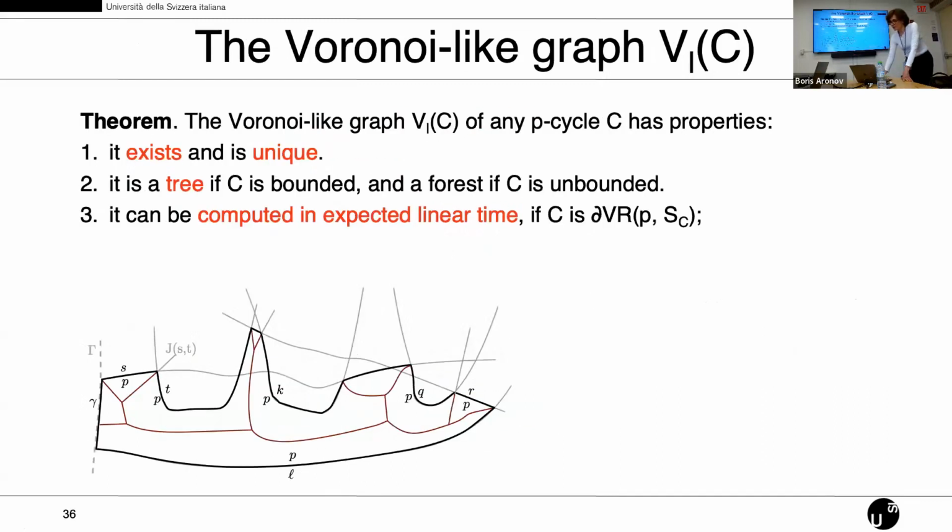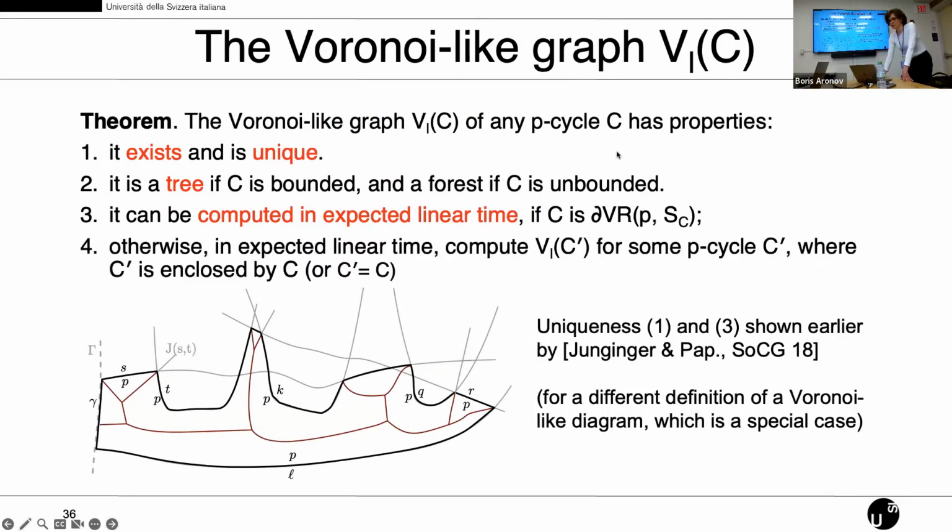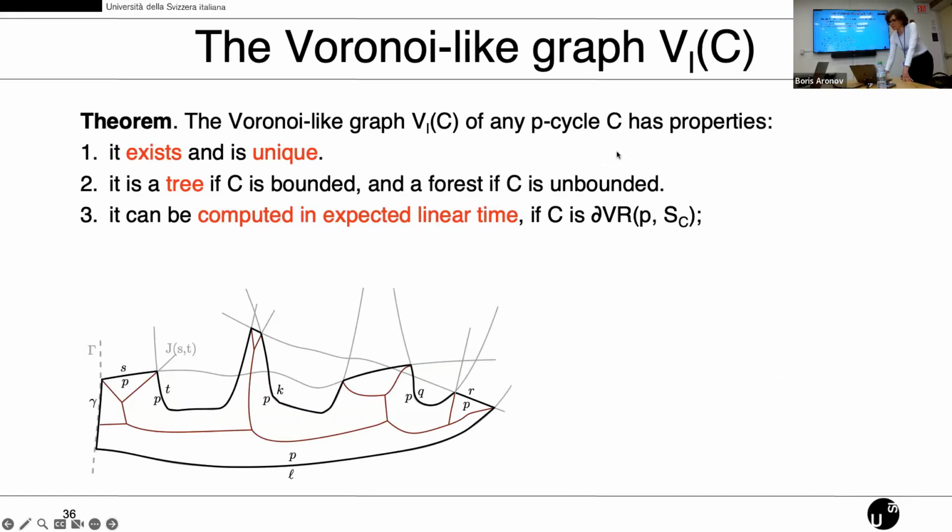And so we have the following result. The Voronoi-like graph of such a P cycle has the following properties. It exists. The graph was not clear initially. It is unique. It is a tree if C is bounded, and possibly a forest if C is unbounded. And if C is the boundary of a Voronoi region, it can be computed in expected linear time.